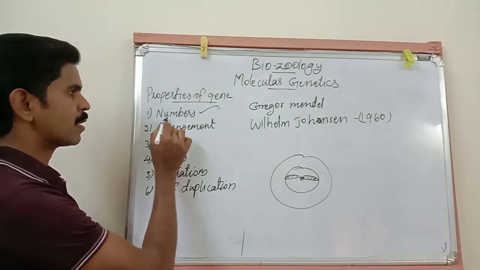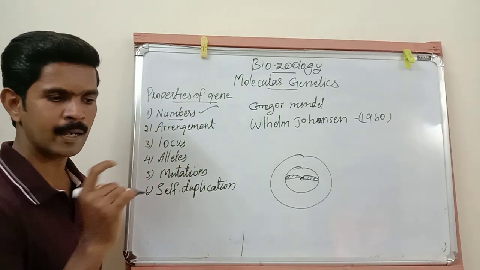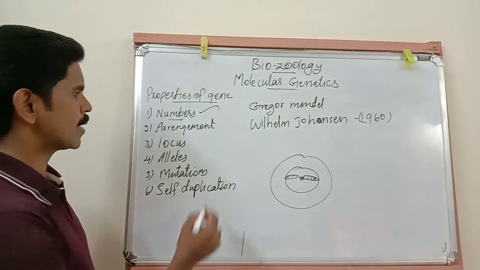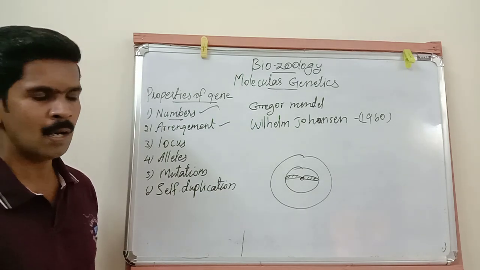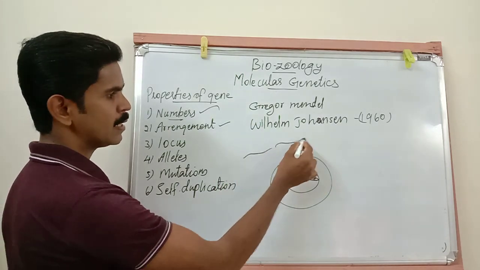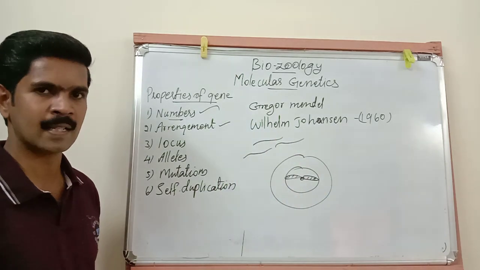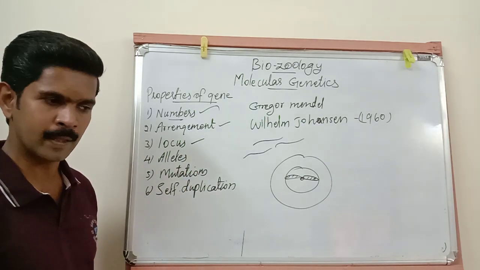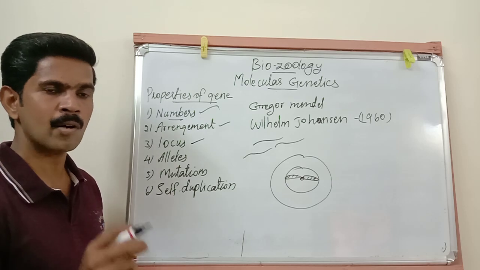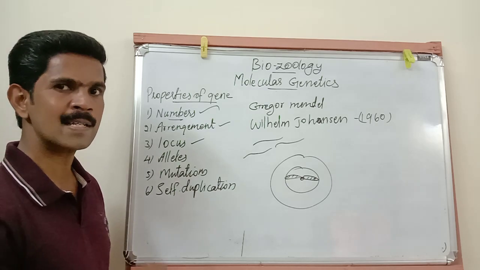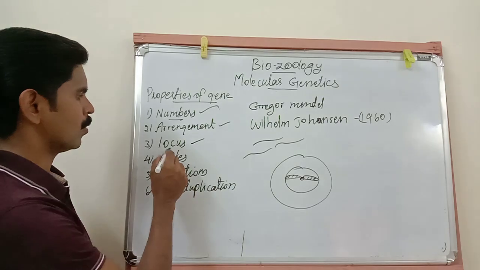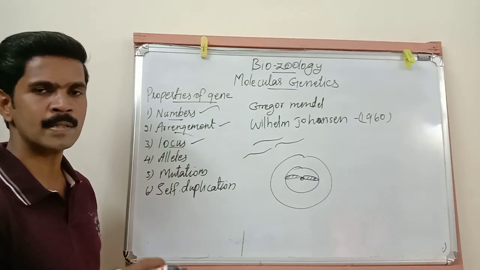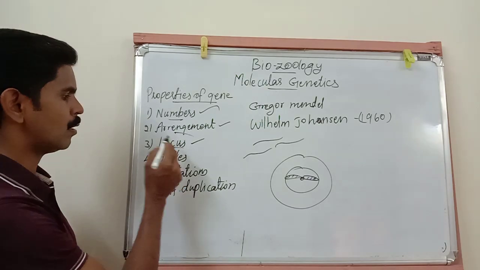Here I have written the word numbers. Numbers meaning the number of genes is higher than the number of chromosomes. Then the second property is arrangement. Always the genes are arranged in a linear model, in a linear structure. Then the third property is locus, meaning each and every gene occupies a particular position in a chromosome. It is called locus. So the position of a gene in a particular chromosome is called locus.